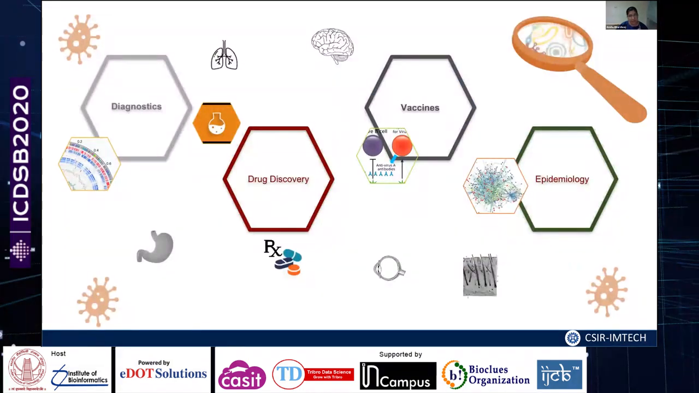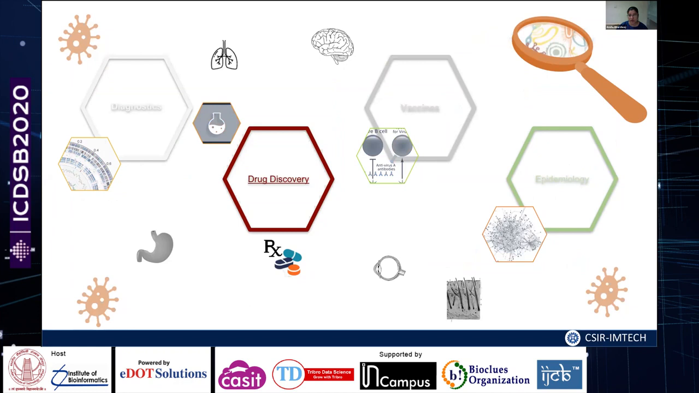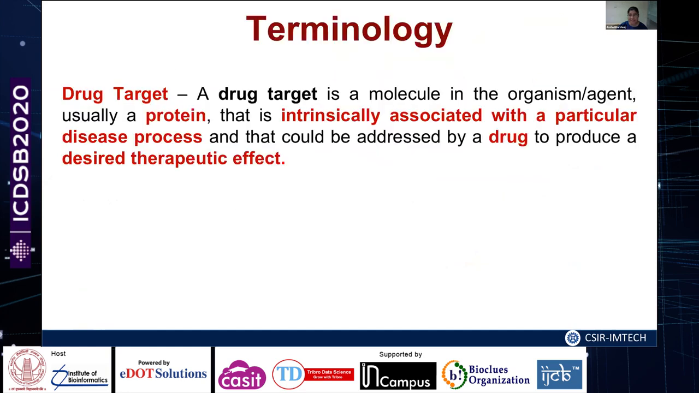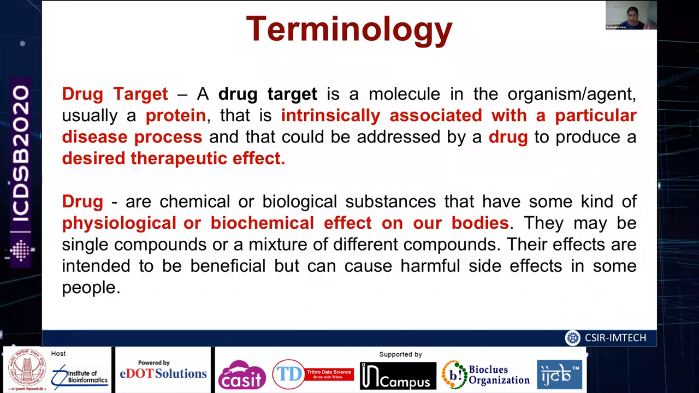So as you can see, there can be several ways of addressing AMR, but the focus of today's talk is to see how we do early stage drug discovery to identify new molecules that can act on these difficult to treat organisms. Again, drug discovery is not something very common to everyone, so let's get two terminologies clear. One is a drug target and the other one is a drug. A drug target is nothing but a molecule in an organism, which is usually a protein, and it is intrinsically associated with the disease process, which means if a chemical entity, which in this case is a drug, is designed that can work by interacting with this protein, then you can have the desired therapeutic effect. That means you can treat the infection.